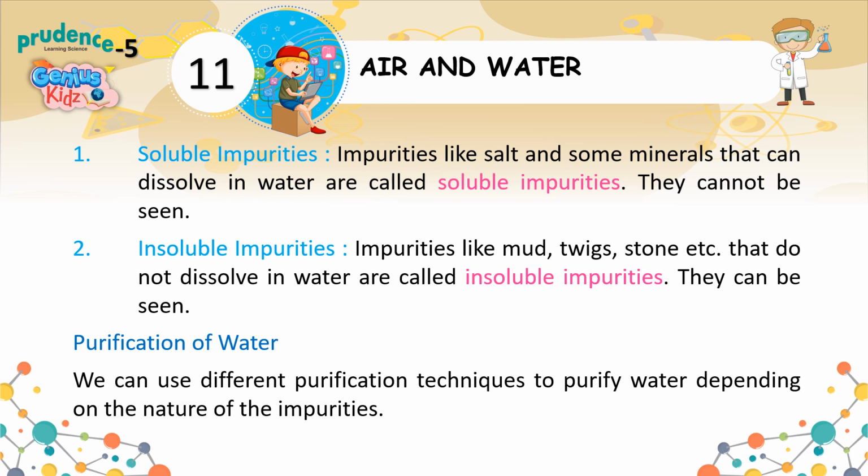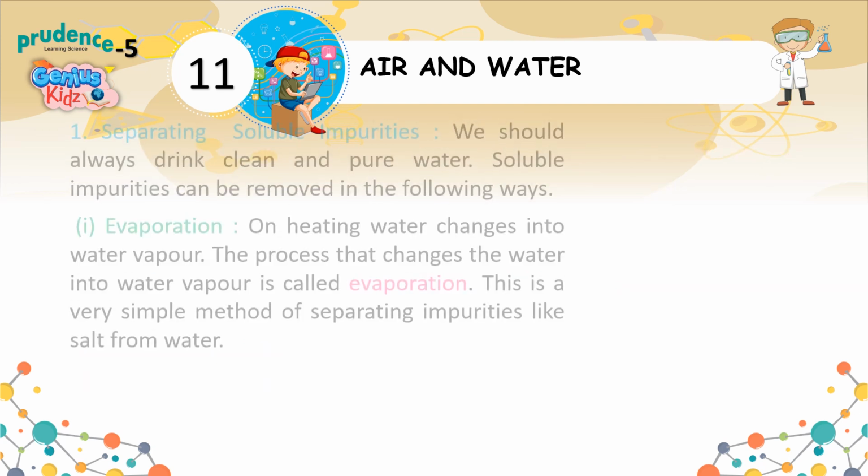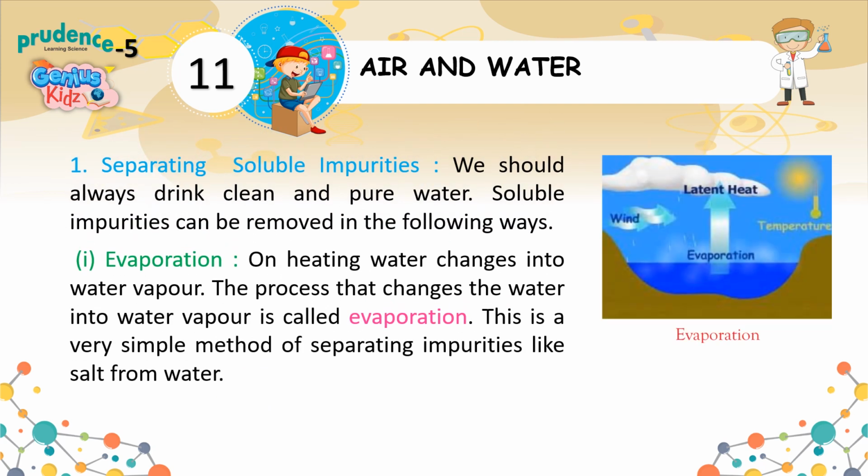Purification of water. We can use different purification techniques to purify water depending on the nature of the impurities. 1. Separating soluble impurities. We should always drink clean and pure water. Soluble impurities can be removed in the following ways. I. Evaporation. On heating, water changes into water vapor. The process that changes the water into water vapor is called evaporation. This is a very simple method of separating impurities like salt from water.